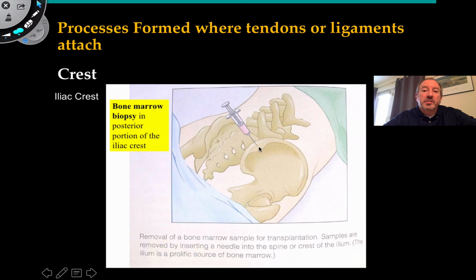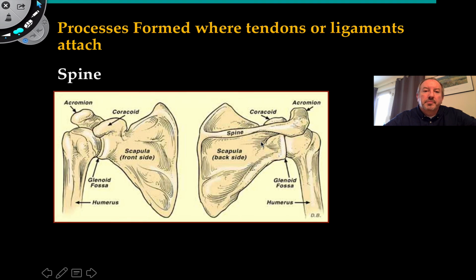And I want to also point out that the iliac crest is also a place where a physician or surgeon will do a bone marrow biopsy. This is an area where there's red marrow found in the crest region where blood cells are produced. And so oftentimes the bone marrow is removed or transplanted in this area because, believe it or not, it's easiest to get to.